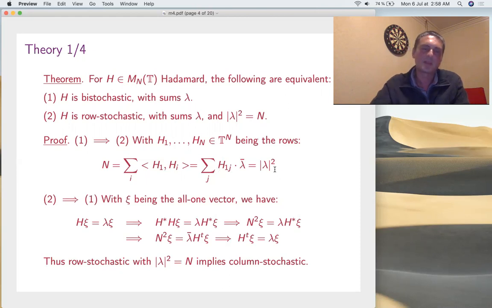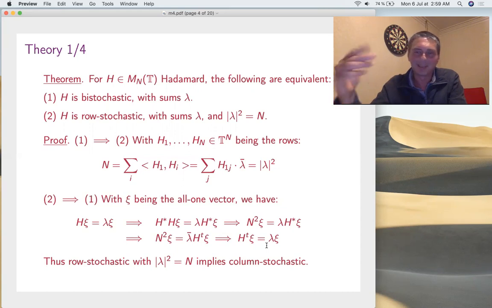Okay, that's the trick. So lambda satisfies this for a row stochastic, for a bistochastic matrix. Now in the other sense, assuming that H is row stochastic, and the row sums have the good absolute value, which is square root of n, my claim is that the matrix is bistochastic, because row stochastic with some lambda means H psi is lambda psi, psi being the whole one vector, right? Because multiplying by the whole one makes the sum of rows. So now you can use the adjoint and apply a bar here, you get your thing.